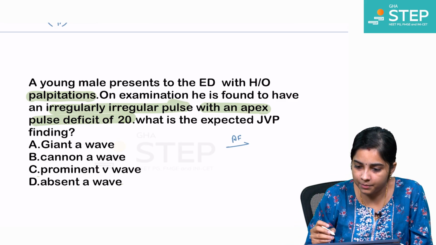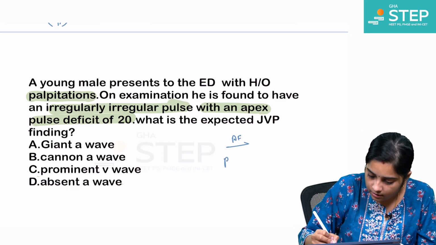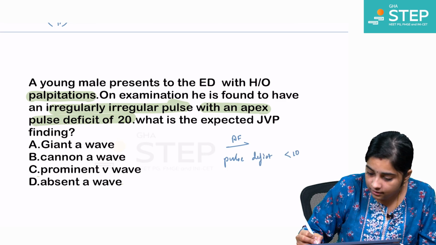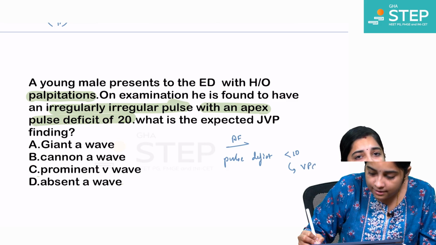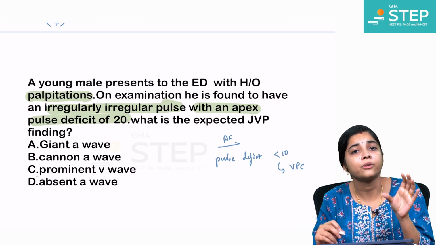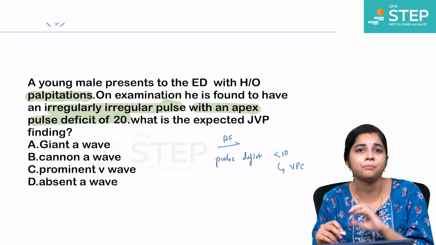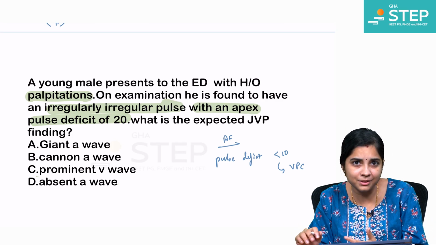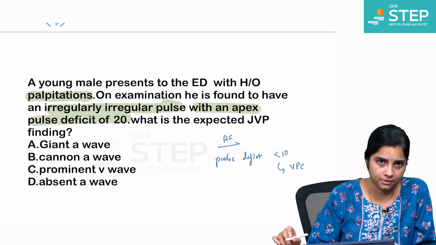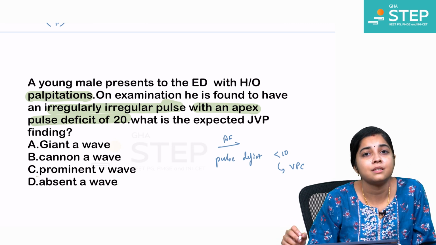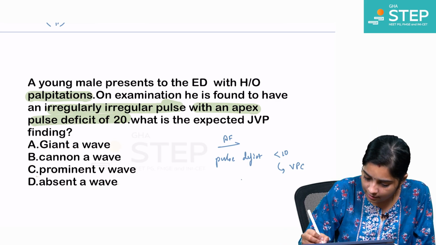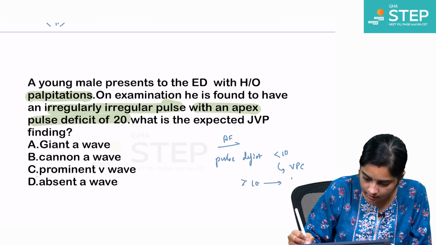So if the apex pulse deficit is less than 10, it is generally VPCs. Whenever you have an ectopic, there will be a compensatory pause. So how will the pulse appear? The pulse will appear irregular. So how will you know if this is atrial fibrillation or multiple ectopics, right? That is where this apex pulse deficit comes into play. So if the pulse deficit is more than 10, it is atrial fibrillation.